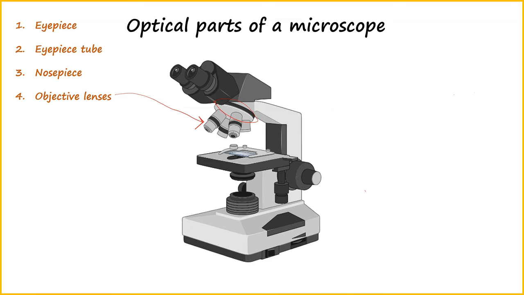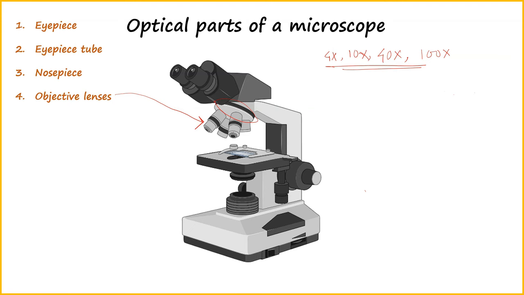Commonly, there are 4 types of objective lenses with different magnification power, such as 4x, 10x, 40x, and 100x. 4 types of objective lens.